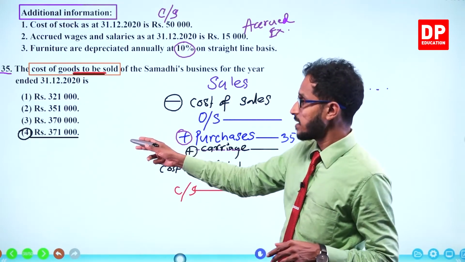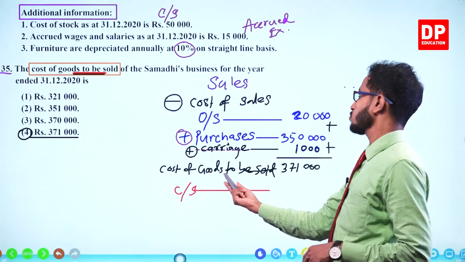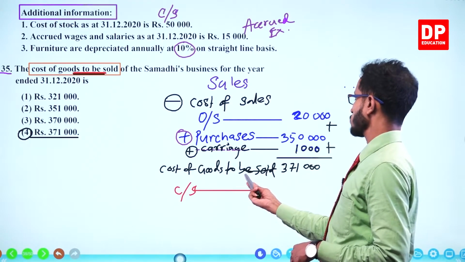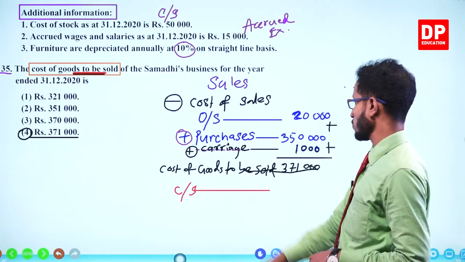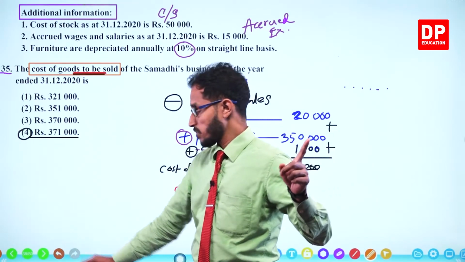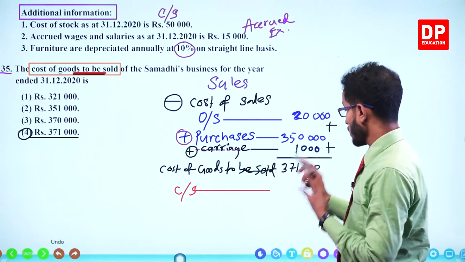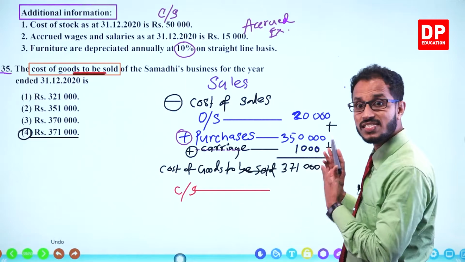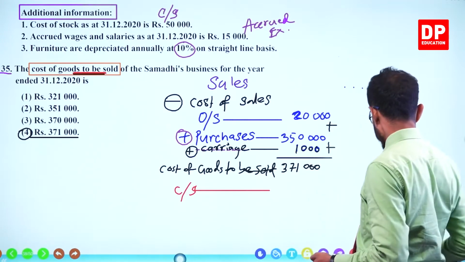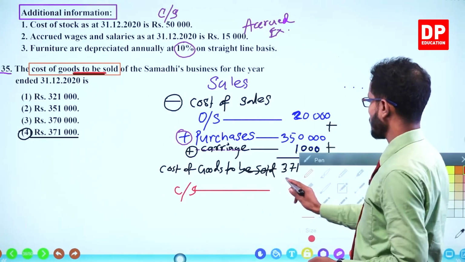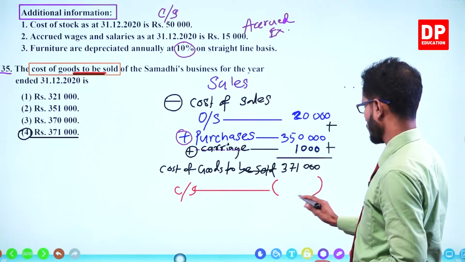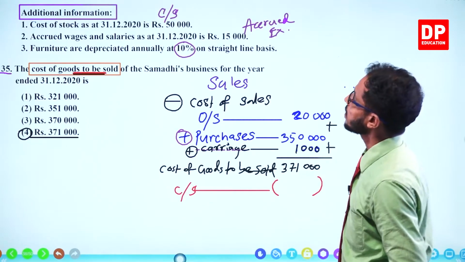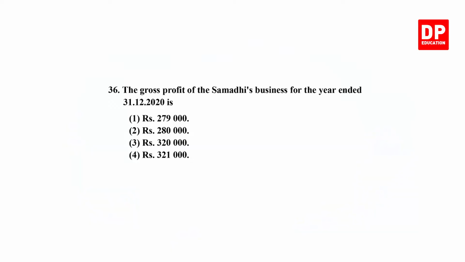When you find the cost of goods to be sold, see, this is cost of goods to be sold. When you find that, there's only one more item to be subtracted to find cost of sales, the actual cost of sales. What is the only item to be subtracted here? This item, closing stock. Okay. Now let's see the next question.